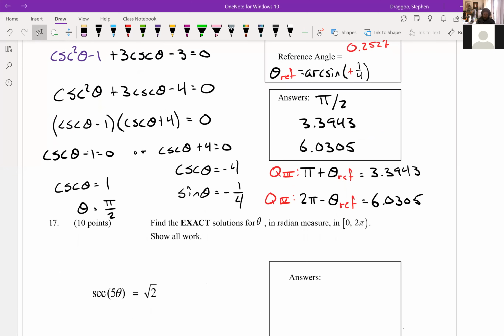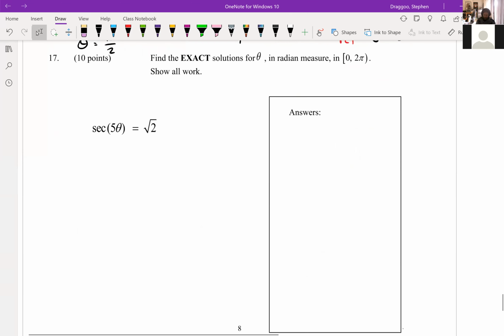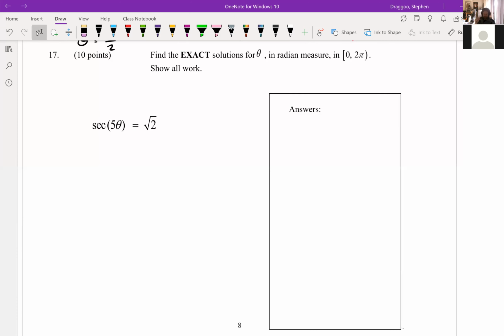All right, and finally, I've got secant of 5 theta equals square root of 2, which would be the same thing as cosine of 5 theta equals square root of 2 over 2. So we're looking at positive pi over 4 values in the first and the fourth quadrants.